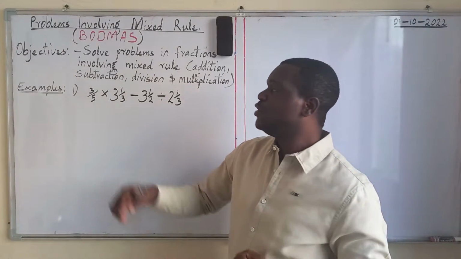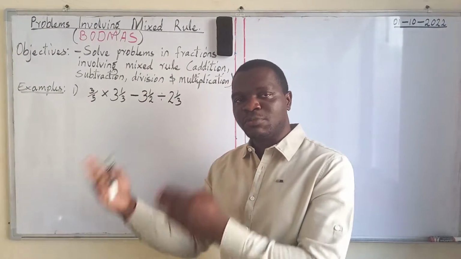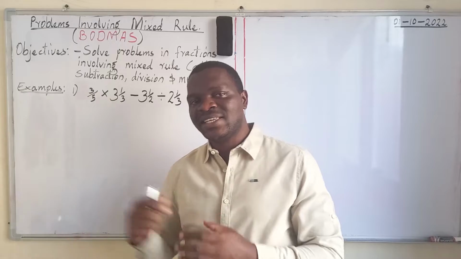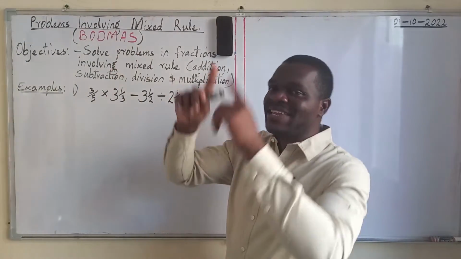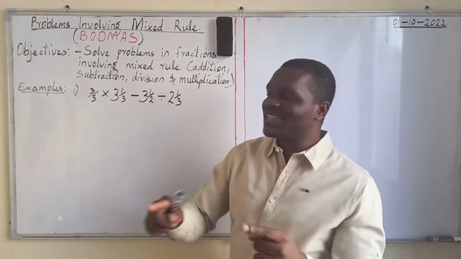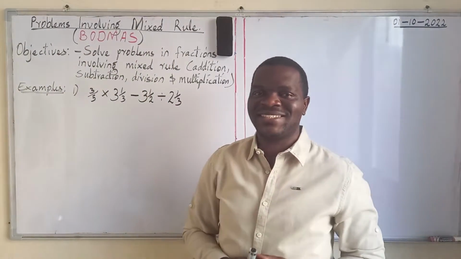So first, you identify the bracket and solve. Next, you go to off, to division, to multiplication, addition, and lastly, subtraction. But mind you, you may have subtraction in bracket. Therefore, you respect bracket, which means you're going to solve the bracket first, no matter what is inside.